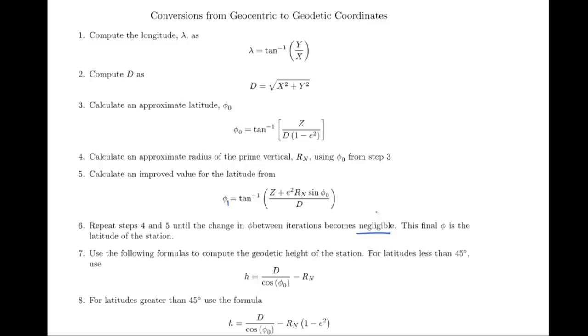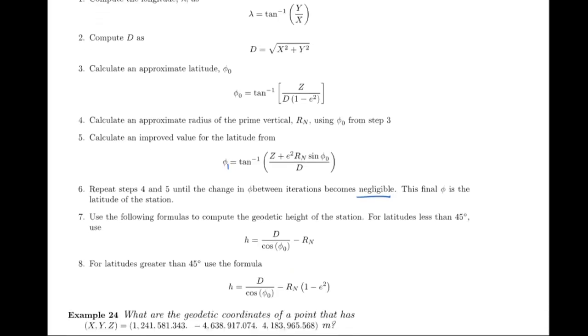Then you are going to use the following formula to compute the height of the station. That's going to be based off of our latitude and our radius in the prime vertical. For latitudes greater than 45 degrees, we are going to use this formula. So the first formula is for latitudes less than 45 degrees, and the second formula is for latitudes greater than 45 degrees. And again, it has to do with the flattening of the ellipse or the ellipsoid as to why we care about that. So let's take a look at an example, and we're going to go over to Excel.